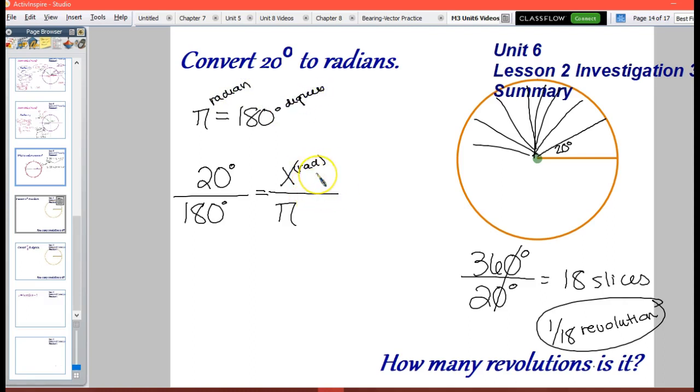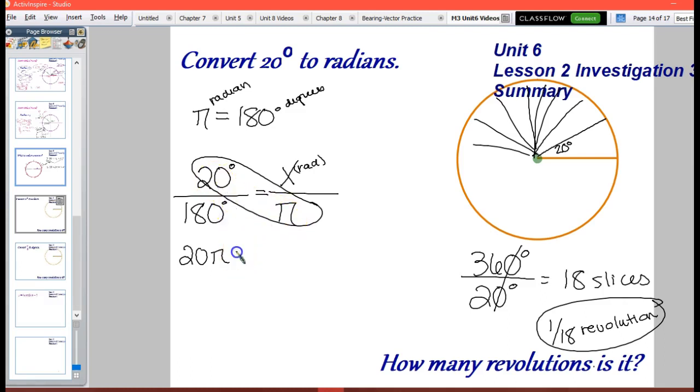So this is my conversion. 180 degrees is pi radians. 20 degrees is another amount of radians we don't know. So let's cross multiply here. I've got 20 times pi. And this isn't the only way to do it. You might have had a previous experience that helps you convert it. I just use this conversion, and it's one way that you can always go back to.